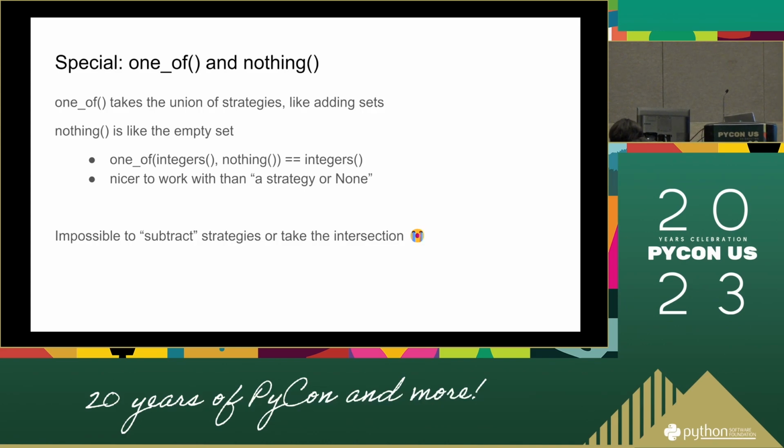Unfortunately, you can't take the intersection of two strategies. So you can't say, only give me values that either of these strategies could generate, because that would require us to understand whatever map or filter functions that you put on it. And you can't generally subtract them. So give me everything from this strategy unless it could be generated from that strategy. It's just not feasible in general.